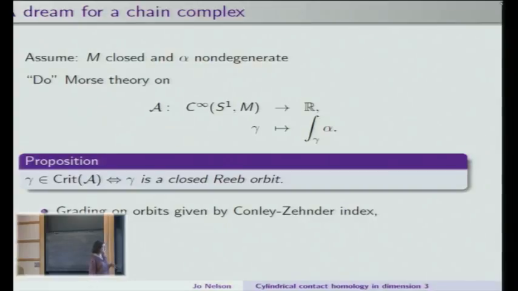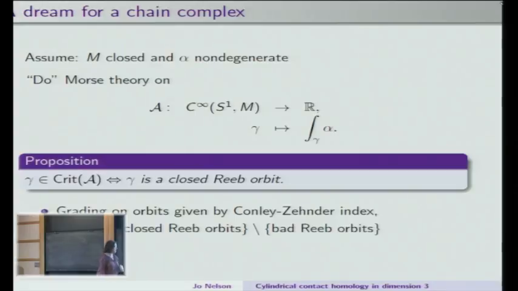And as far as some technical details, let me just say that the grading on the orbits is given by the Conley-Zehnder index, which is basically a complicated winding number that you can associate to any path of symplectic matrices. You get the path of symplectic matrices by linearizing the flow of the Reeb vector field along the closed Reeb orbit, restricted to the contact distribution. And then the chain complex is going to be the set of closed Reeb orbits, and you're going to throw out something called bad Reeb orbits, which are basically orbits that don't have a nice behavior of Conley-Zehnder index, and magically this works out.